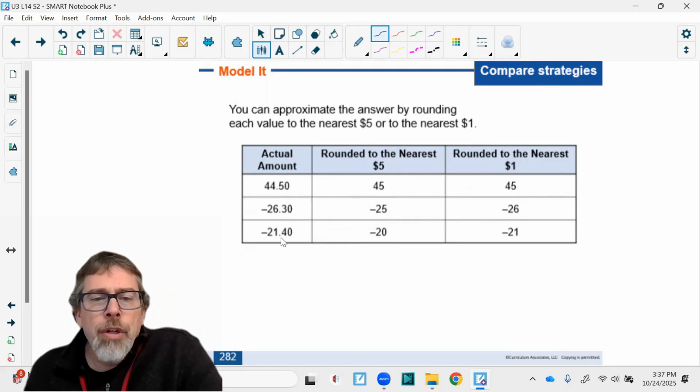Actual amount, negative $21.40, rounded to the nearest $5. This is closer to 20 than it is 25, so it's negative 20. Rounded to the nearest dollar, you just get rid of the cents if it's less than 50 cents. If it was more, you would round up to 22.